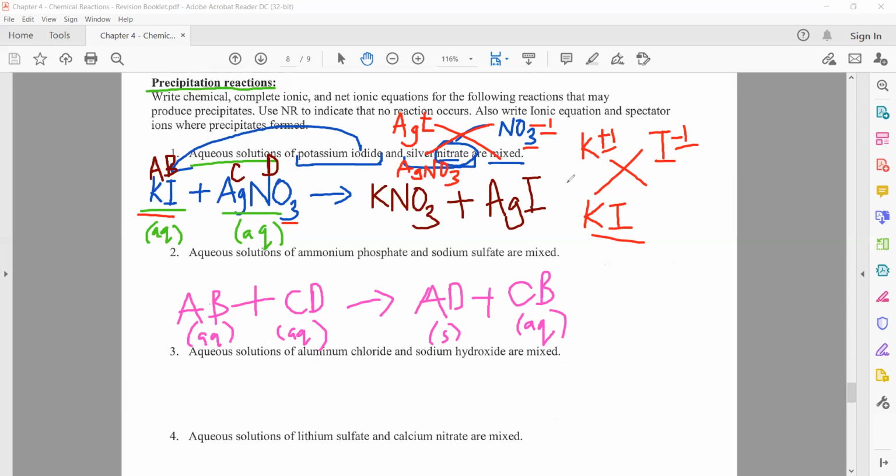Now, how do you determine which one is going to form the precipitate? It's not always in the same position. Some of you, when you were doing your worksheet, answered this incorrectly because you automatically assumed that AD will always be in this position. Like that question I answered before, it won't always be in the same position. This is where you need to open up your solubility chart and have a look. Let me see if I can quickly bring that up and show you what I mean.